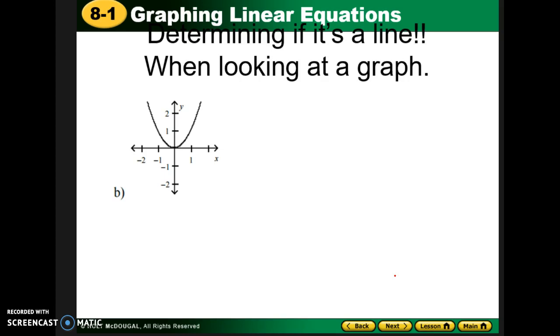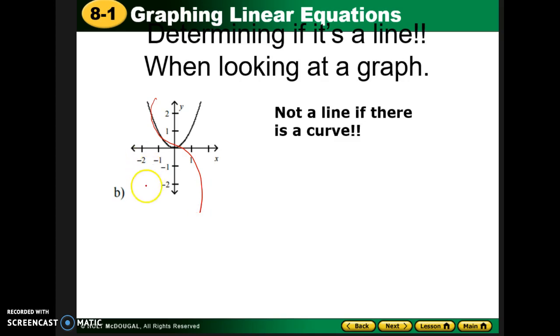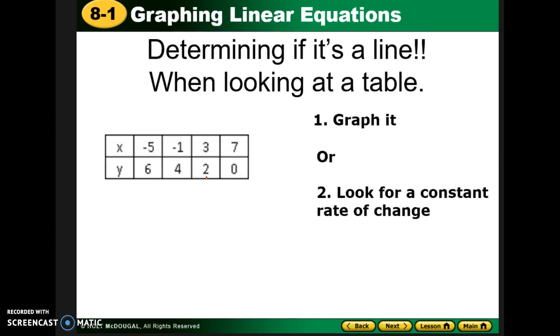Okay, let's look at the next thing. How do we tell if it's a linear equation by looking at a graph? Well, it's pretty simple. It's not a line if there's a curve. Here it's curved. It is not a line. If you have something like that, not a line. Something like that, not a line. Anything with a curve is not a line. All right? Pretty easy.